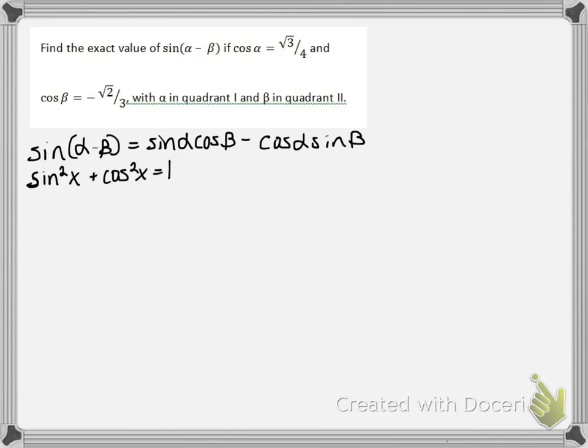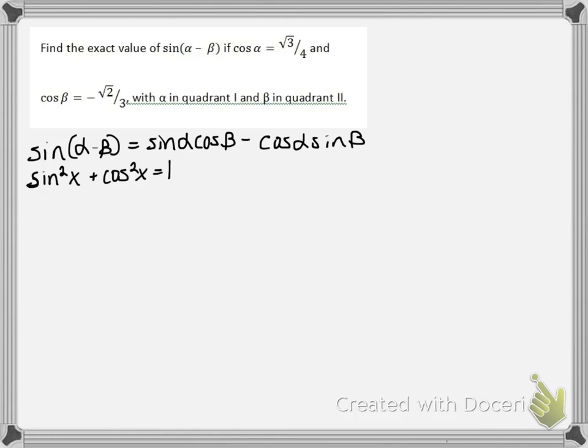This problem tells us that we need to find the exact value of the sine of alpha minus beta, but we don't know what the angles alpha and beta are. We do, however, know that the cosine of alpha is square root of 3 over 4, and the cosine of beta is negative square root of 2 over 3. We also know that alpha is in quadrant 1, and we know that beta is in quadrant 2.